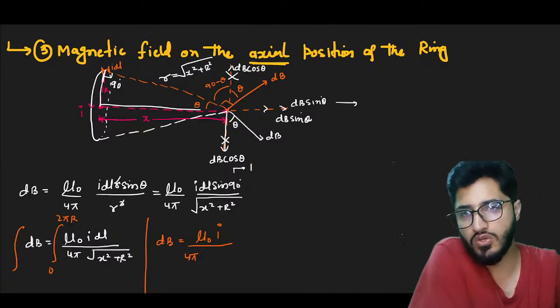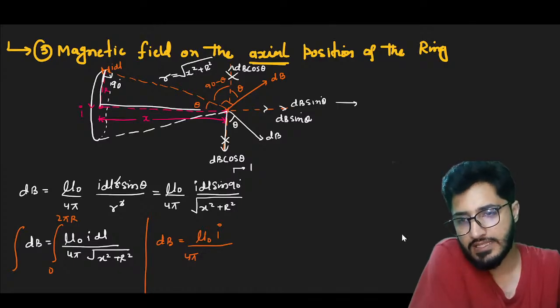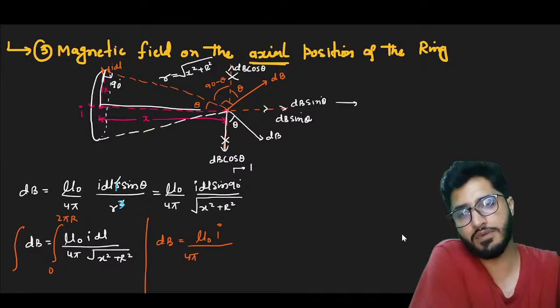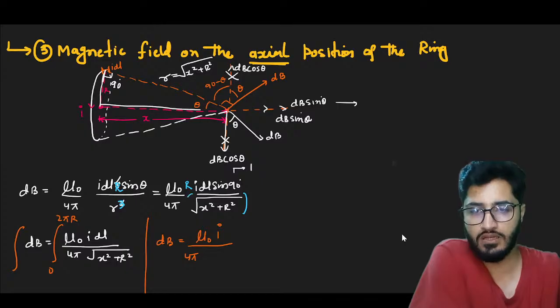This one is r cube, no? Look, it is r cube here, on the upper side, I dl cross r. Okay, yeah, this is r, not this would be capital R. Capital R. So here we are having r. So it could be thrice.